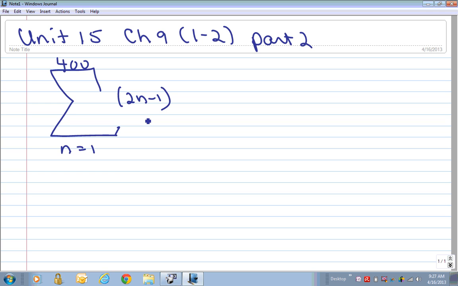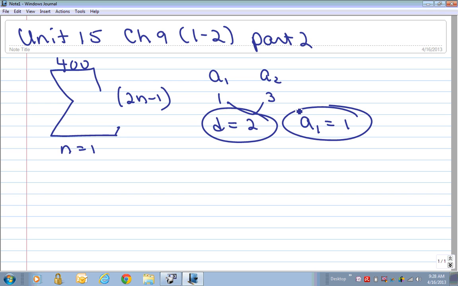So let's first of all find some terms. Let's find a sub 1. If we find a sub 1, we plug in 1 for n. So 2 times 1 is 2, minus 1 gives us 1. Let's find a sub 2 so we'll be able to find our difference. That means we plug 2 in for n. 2 times 2 is 4, minus 1 is 3. So it looks like the difference between the two terms is 2. So d is 2, a sub 1 is 1, and the number of terms we're trying to find the sum of is 400.